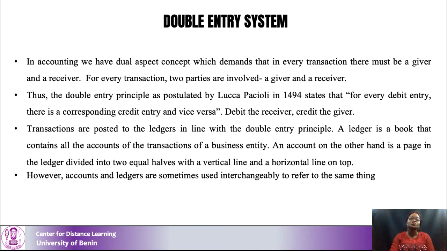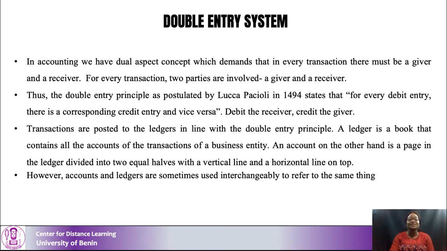Now we'll go to the double entry system. In accounting, we have the dual aspect that is concerned with the demands of every transaction. When you hear double entry, what comes to our mind is the dual aspect concept, which says that for a giver, there must be a receiver. In simple terms, for every transaction, there must be at least two parties involved.